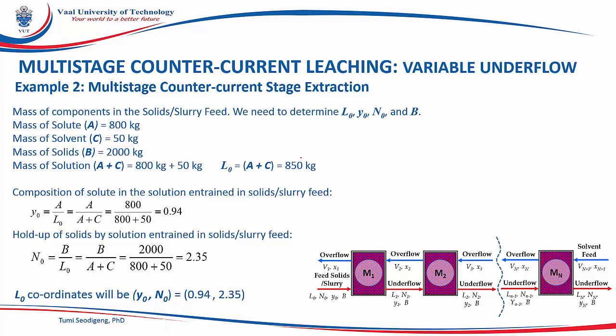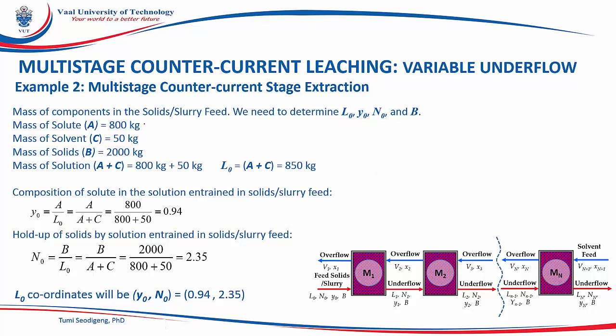We can use a generic block flow diagram to represent the flow rates and composition of all streams. This is the flow diagram that we've been using all along. The mass components of the slurry feed can be basically determined from the given information. We need to determine L0, y0, N0, and B.